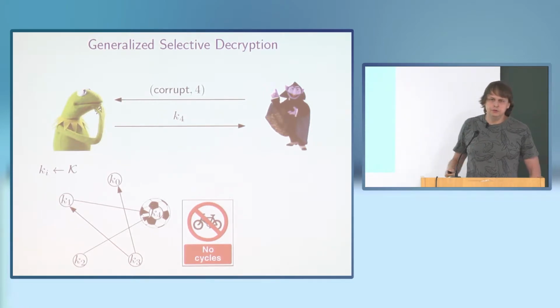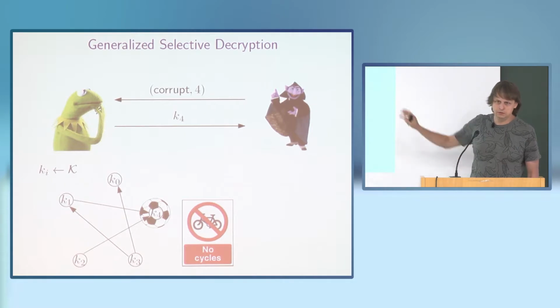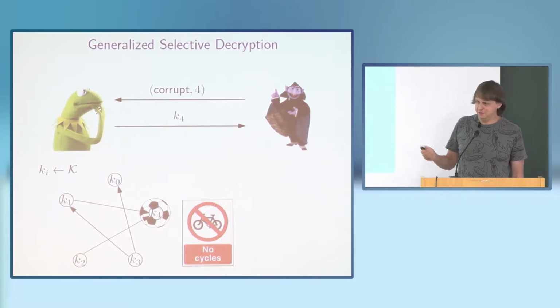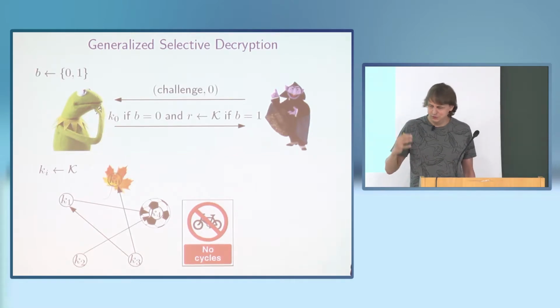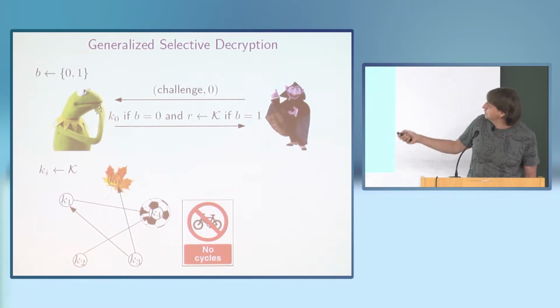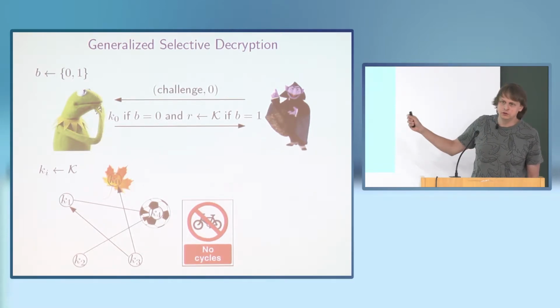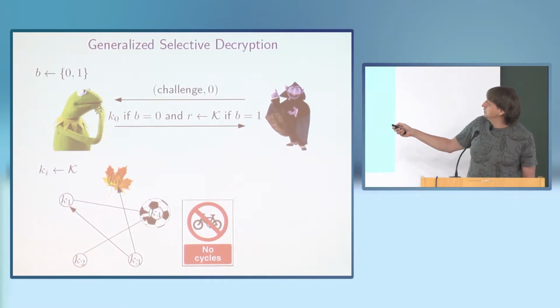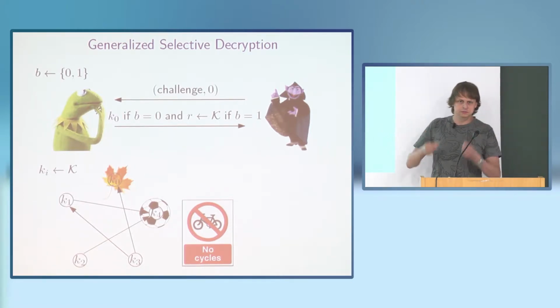He can also ask corrupt queries. For example, I say, give me key K4, then he gets it. Then we draw a soccer ball to indicate that this key is corrupt. And at the end of the experiment, he can ask to be challenged. Then the adversary has to send over a leaf that is not corrupted and that cannot be reached from a corrupted key. And then what he gets is either the key or a random value, and he has to say which of the two is the case.